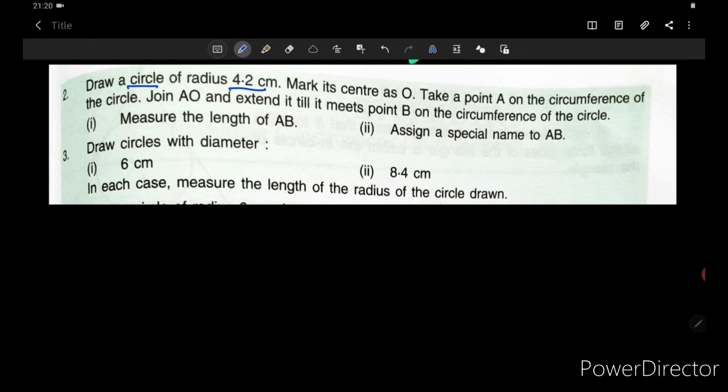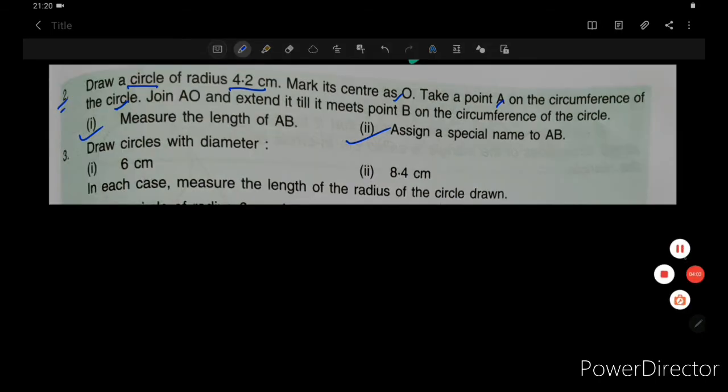Mark its center as O. Take a point A on the circumference of the circle. Join AO and extend it till it meets point B on the circumference of the circle. Then we are supposed to measure the length of AB and assign a special name to that AB. So let us try to solve this particular question. Now let us go to the small clip.